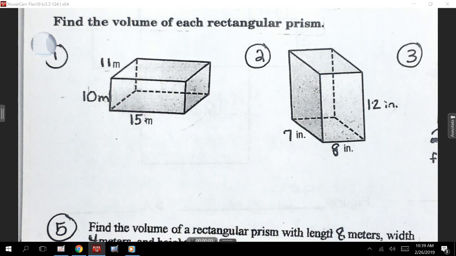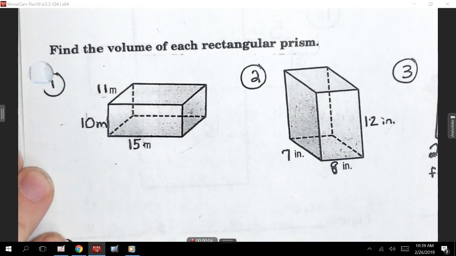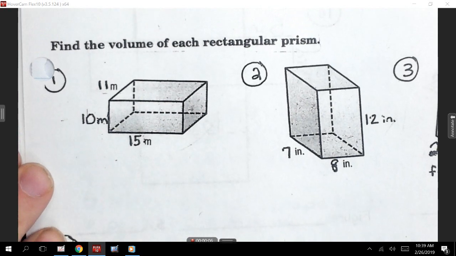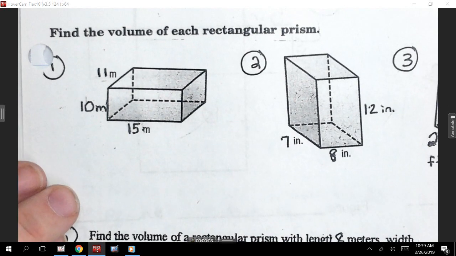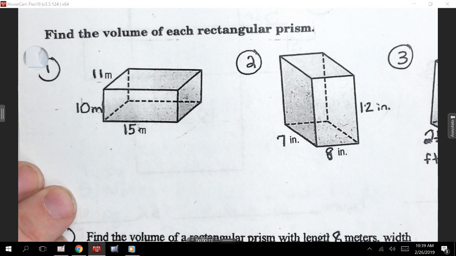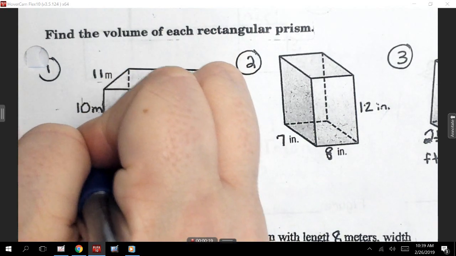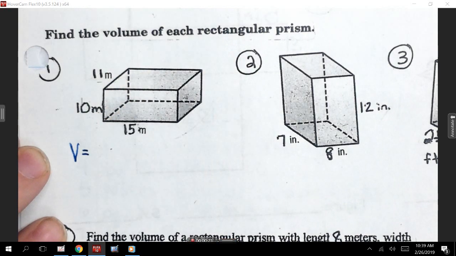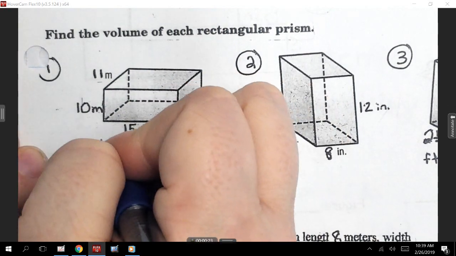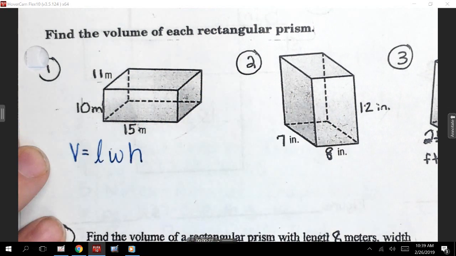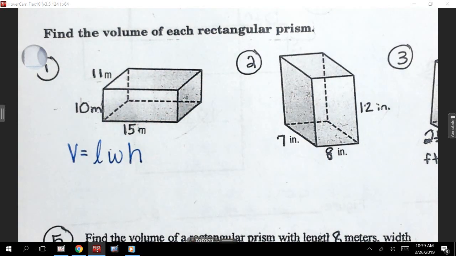So, looking at the first one, it says to find the volume. What's my formula for volume? Devon? Volume. So we can't start with A if it's volume. Camilla? B equals close. Kelsey? B equals L, W, and H. We need the length, the width, and the height.